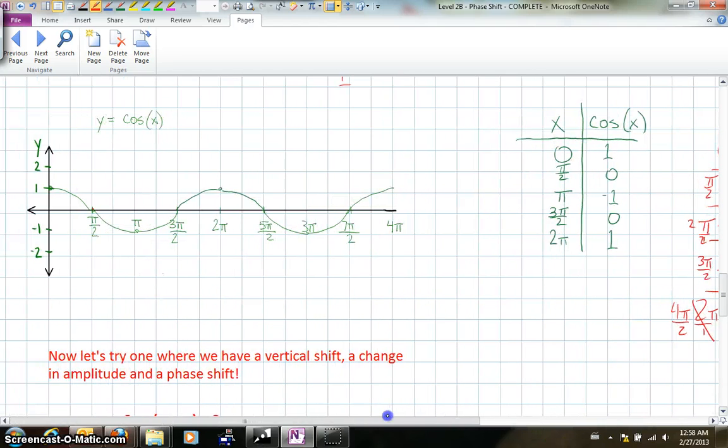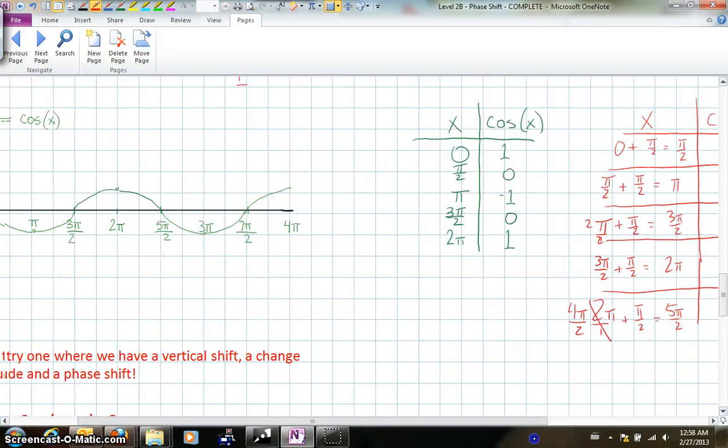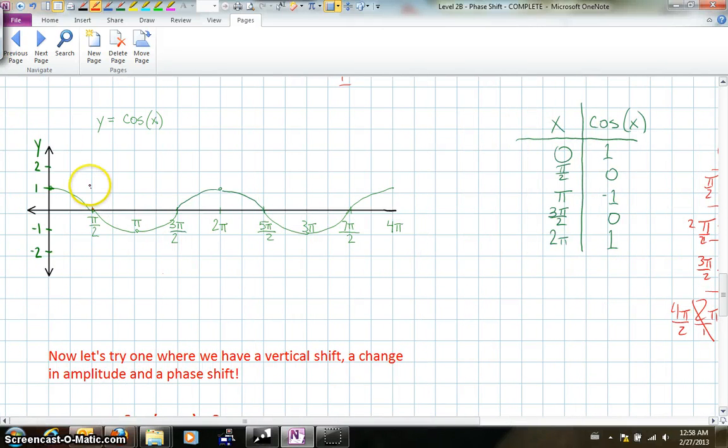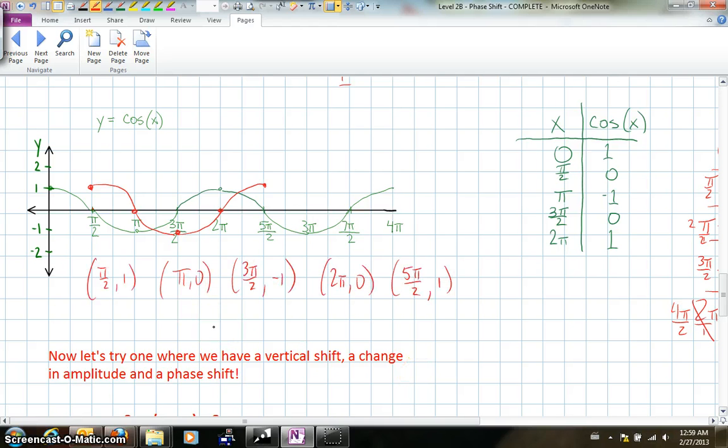Let's go over here, and we need to put pi over 2 and 1, and then pi was 0. 3 pi over 2 was negative 1. 2 pi was back to 0, and 5 pi over 2 was 1. And so everything is just shifted, and you can see it really easy on this graph that everything is shifted to the right by pi over 2. Here's our 5 coordinates, and we are done with that phase shift.